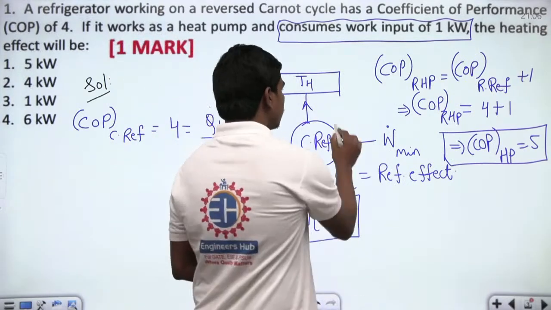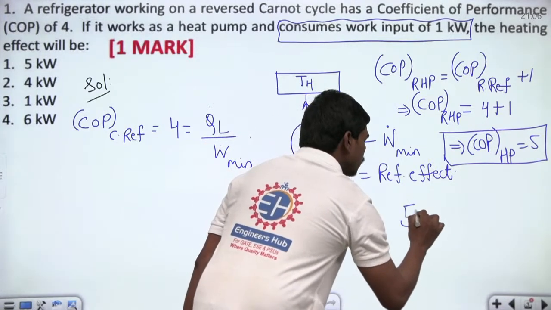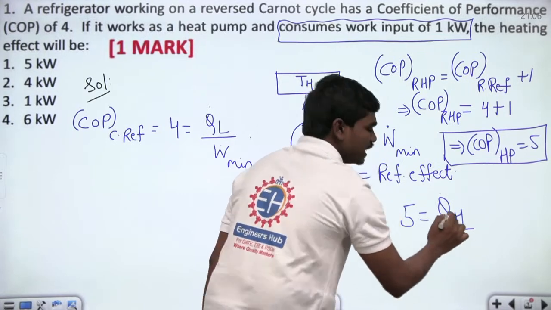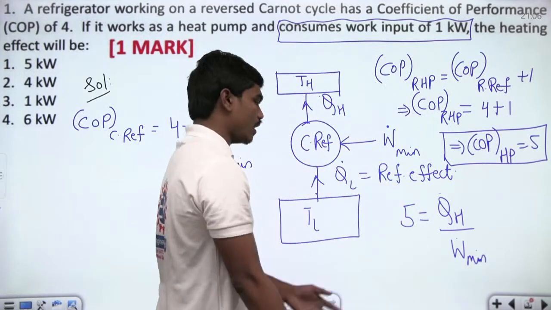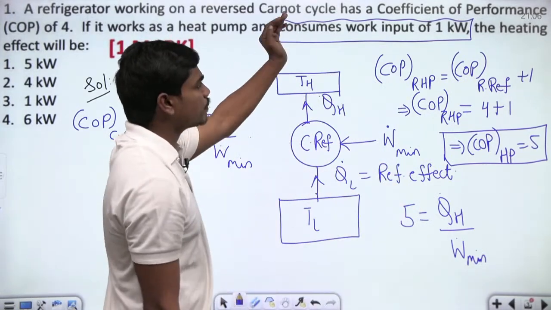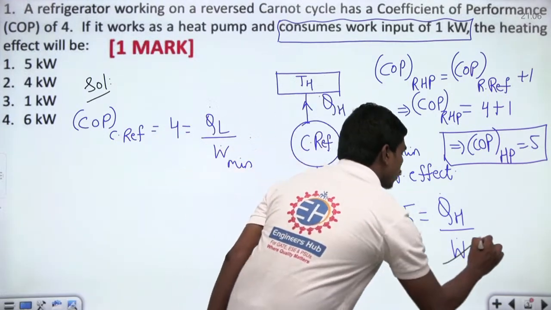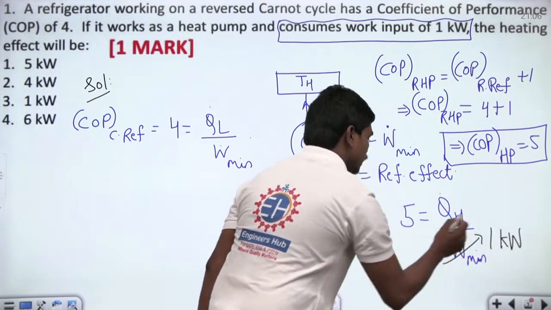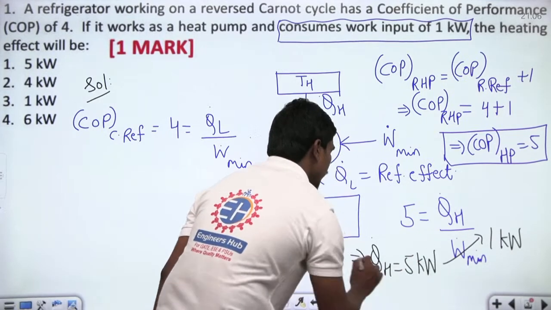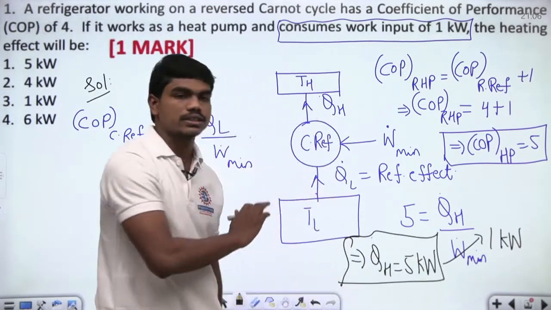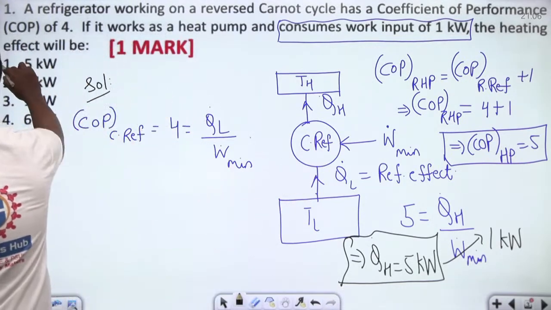So, if you write the definition, Q dot H is the heating effect produced by the heat pump, and 5 is equal to Q dot H divided by the work input. This produces the heating effect at a minimum power input, and the heat pump is consuming 1 kilowatt. So, if this is 1 kilowatt, what is the heating effect? Q dot H is equal to 5 kilowatts. So, the heating effect that this heat pump produces is 5 kilowatts, and that's the first option.